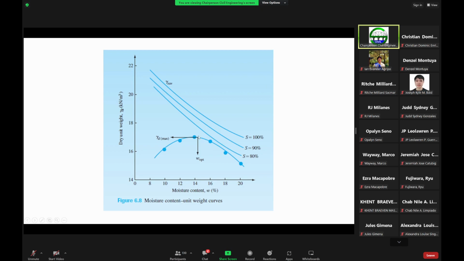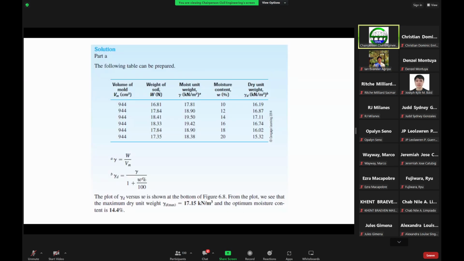points. And then here we can now see the peak of the curve, which will give us the optimum moisture content, which is around 14%, and the maximum dry unit weight, which is around 17. So to be accurate, it's around 17.15 kilonewtons per cubic meter, which is your maximum dry unit weight, and 14.4% for the optimum moisture content.